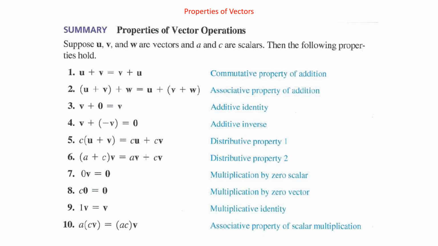I mean, it's commutative, they're associative. There's a zero vector that would be notated as 0, and it is a vector. It has a magnitude of 0, so there's no length, and it has no direction either, really, because the length is 0, so there's not really any direction. But yeah, so those are properties.